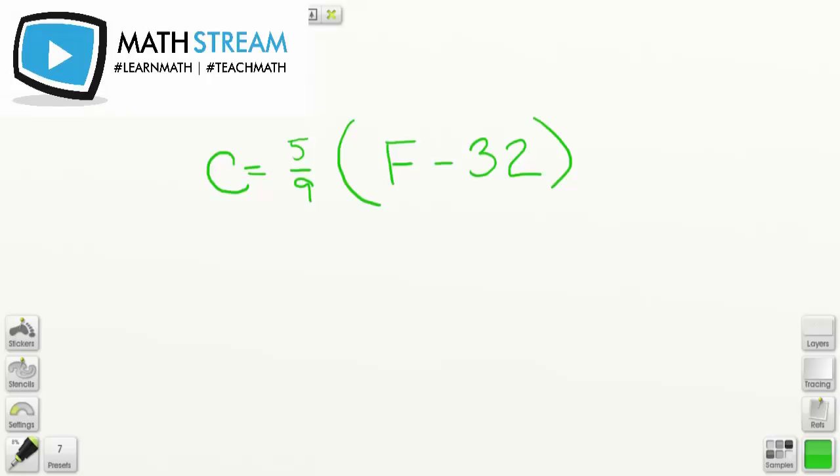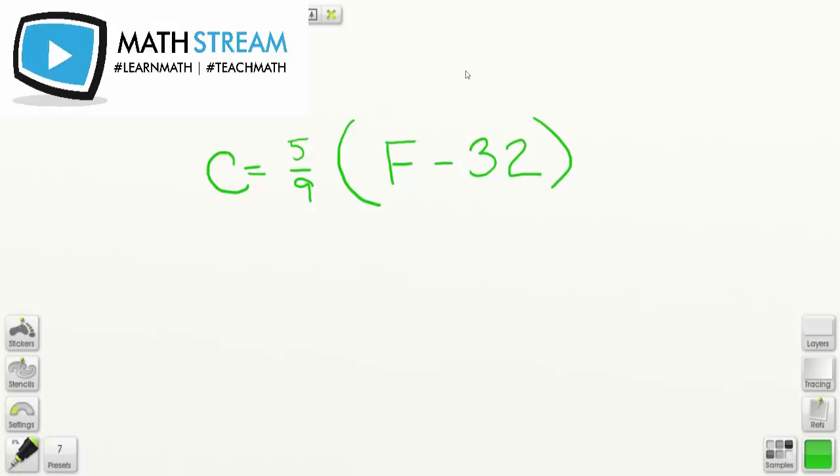Similarly, we have formulas for things that are more physics or science related, like the formula that we use to change degrees Fahrenheit to degrees Celsius, and here it is. Celsius degrees are equal to 5/9 times the quantity of Fahrenheit degrees minus 32.